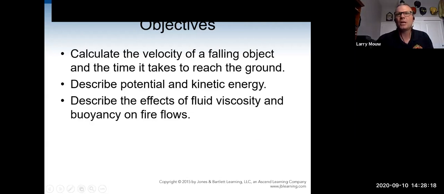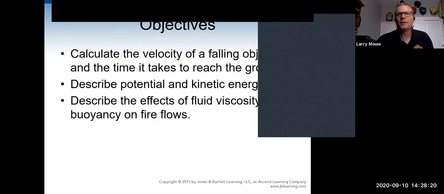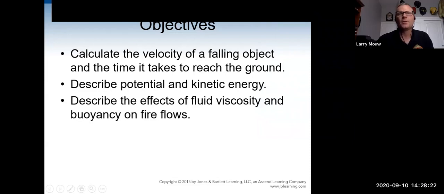Shoot me a message in chat. Has anyone heard of fire flows and flow paths, that type of a thing? Just shoot me a yes or no if you can.